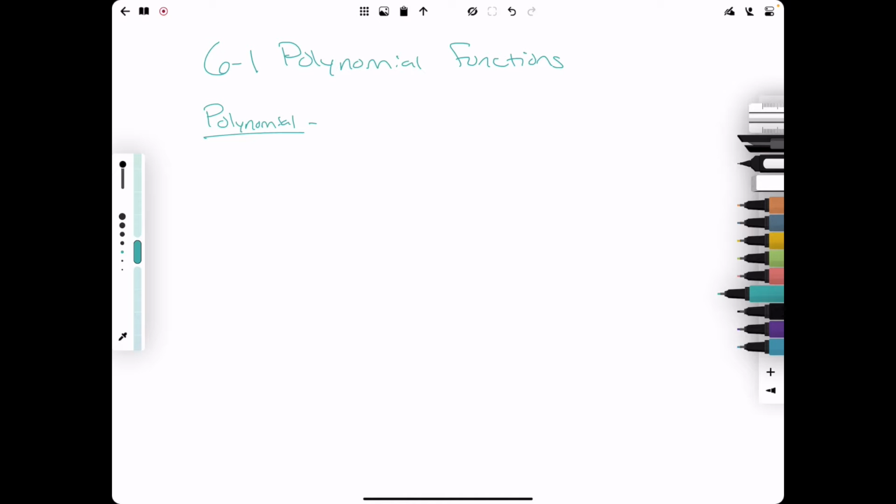A monomial is an expression that is a real number, or a variable, or the product of a real number and a variable. So I'm going to write that one down real quick. Monomial. We've talked about these before. It's a real number, a variable, or a product of a real number and a variable.